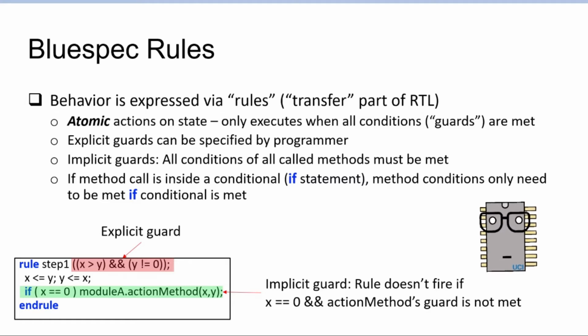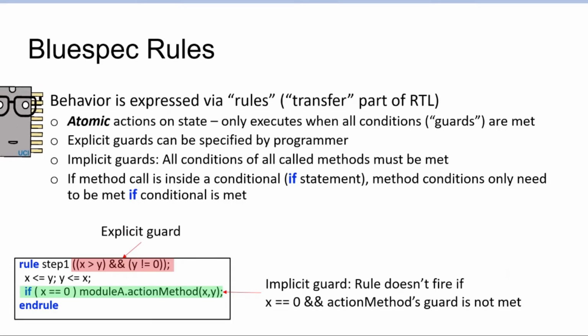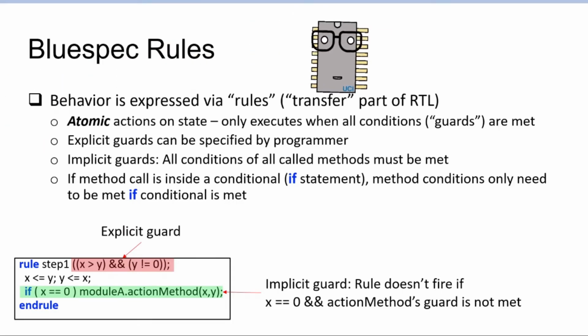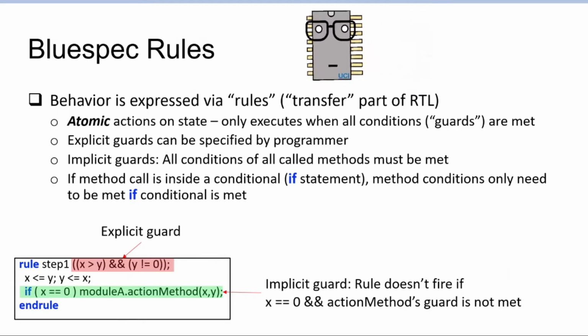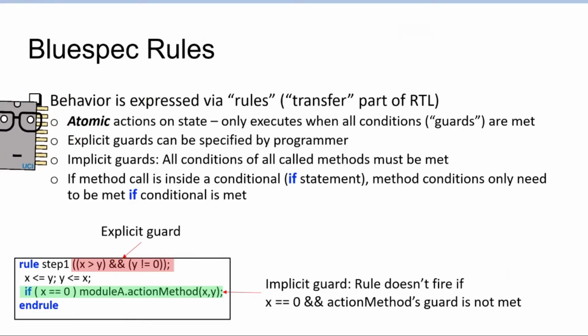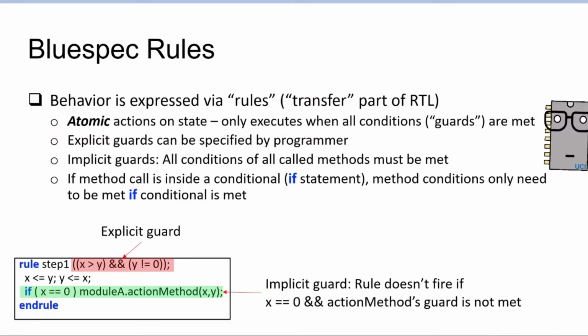So that was modules. The second important thing in BlueSpec is rules, because rules are what defines behavior. Behavior, the transfer part of RTL, the sequence, the combinational circuit part of the circuits. This is where the actual computation is done. So rules in BlueSpec are atomic actions on state, which are only executed when all the guards are met. We talked about this multiple times already.